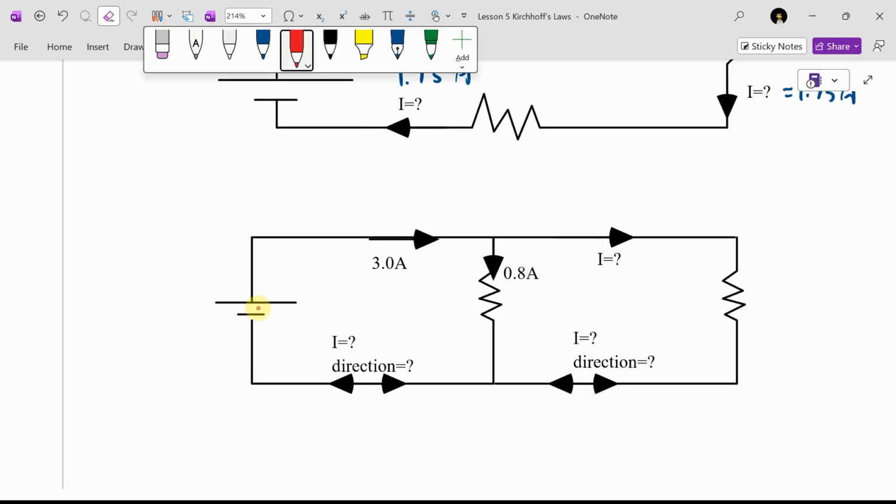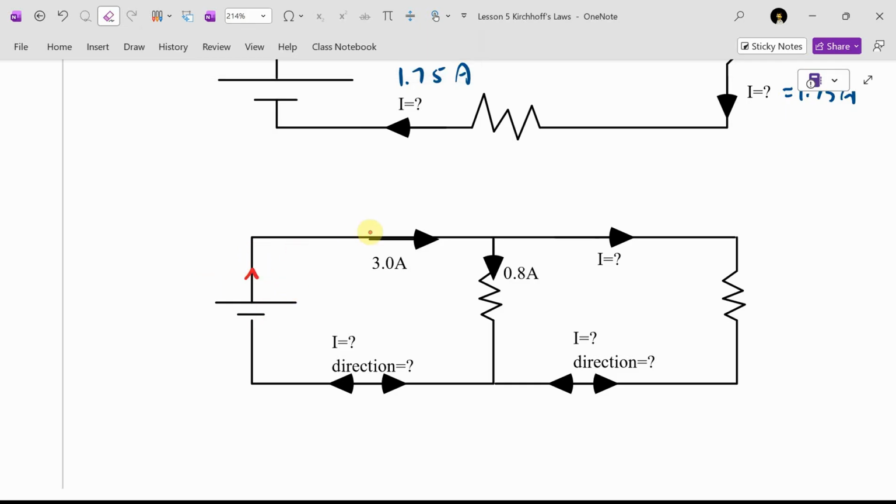Nicole, see the battery? Which way is downhill? Up the page or down the page? The longer one is the positive. So everybody, put a little arrow there, put a little arrow there. Notice right here we split up. Let's keep going to the right. So this is downhill. This is downhill.